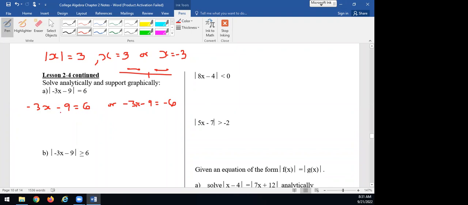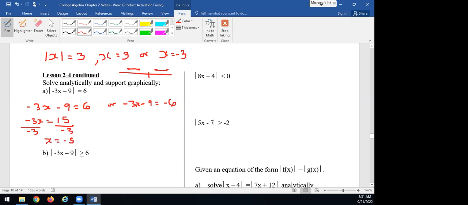Go ahead and solve this. We're going to have negative 3x equal to, what happens if I bring this over? And what's that? Yeah, so what's 6 plus 9? 15. What do I do next? Divide both sides by? 3. Negative 3. And so x is equal to?